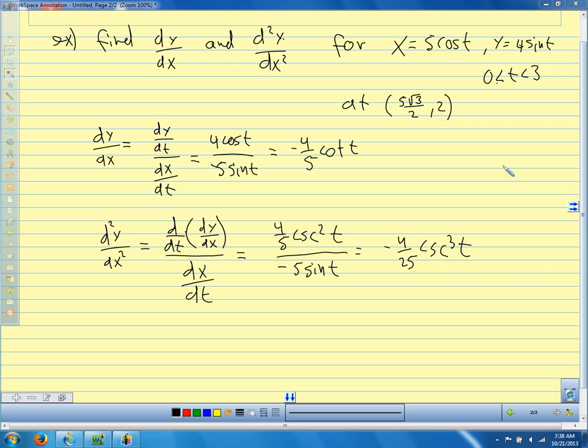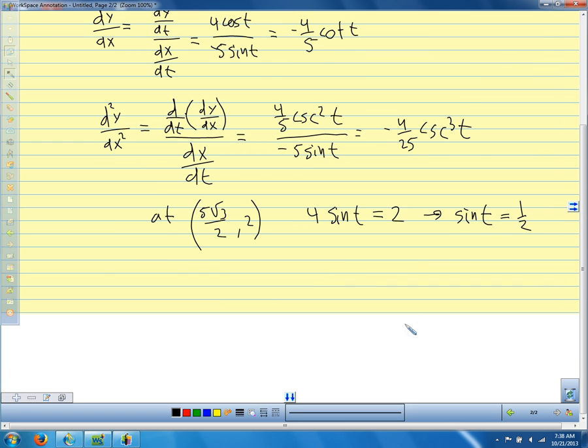So now we need to evaluate these at the point that they gave us. Well, this point is our x and our y, so we need to figure out what t value this corresponds to. I can use either coordinate. I think the y coordinate is a little easier. So at our point, 5 square root 3 comma 2, we're saying that sine t equals 1/2. So what t value gives me a sine of 1/2?